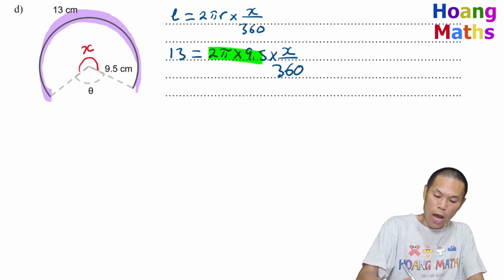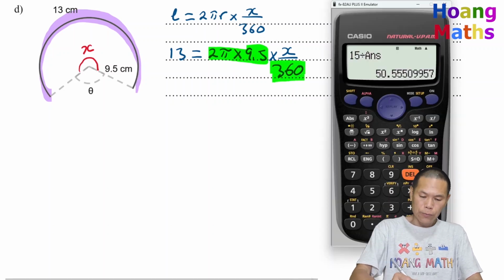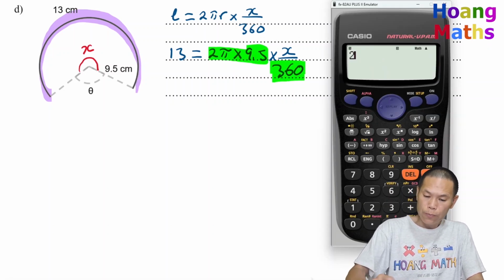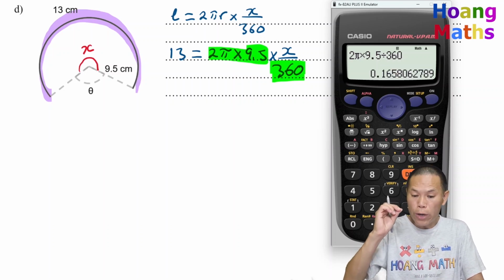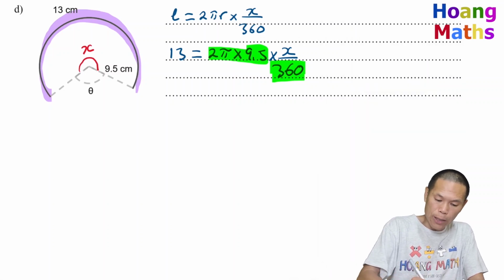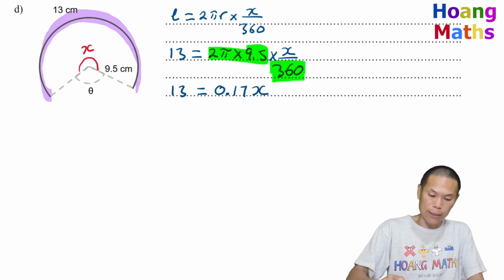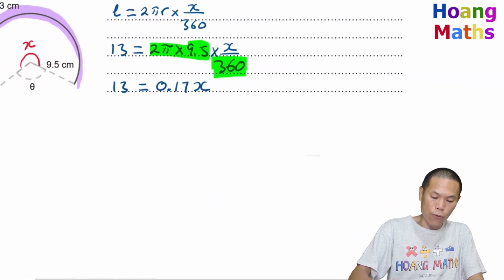2 pi times 9.5. Then we divide it by 360. So I just go 2 pi times 9.5. And then we divide it by 360. So there you go. 0.17 will do. So let me just write this down. So 13 is equal to 0.17 times x. So that is 0.17x. And we just need to solve for x for now.